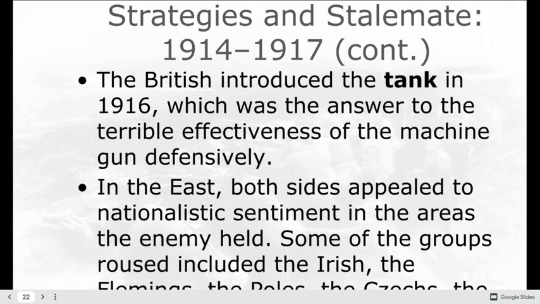Long, drawn-out conflict with men rotting away in trenches, with a no man's land in between that no one dare cross. But it also, of course, increased the efforts to move beyond the trenches. So the British, for instance, would introduce the tank in 1916.